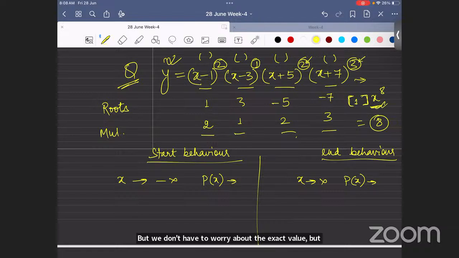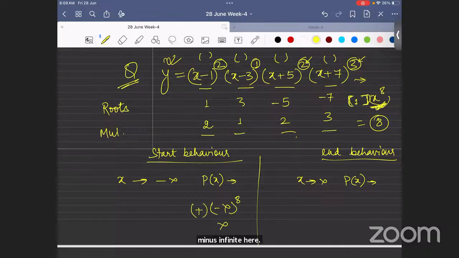Positive, yeah, correct. If you are able to know that much, whether it's a positive or negative coefficient, and the degree, the maximum power or maximum order of the variable present in that polynomial, you are good to go to know about the starting behavior and ending behavior. For this case, you have the degree as an even number, that is 8, and the coefficient is positive. That means if you put minus infinity here, minus infinity to the power 8, correct, and this is positive, then you'll have plus infinity.